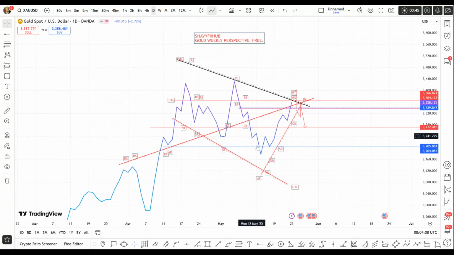You can see that this is the left shoulder, this is the head, and this is the right shoulder. And we have seen price reverse after forming that price action on a daily time frame. Gold has reversed and is moving up. And the question now is, to what extent?